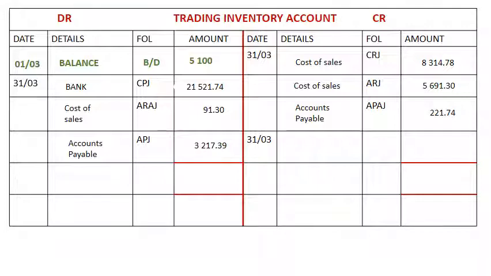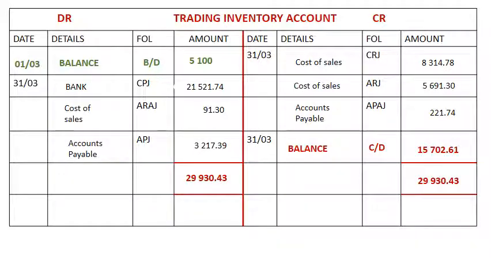Then, to balance off the trading inventory account, we will have to determine the total for both sides and balance off the account using the highest amount. In this case, the debit side is the highest total. Therefore, we take the total of the debit and show it over on the credit side. Then on the credit side, we calculate the missing figure to balance the side. The missing figure will be reflected at the end of the month as balance under folio CD, meaning a balance that will be carried down to the next period.